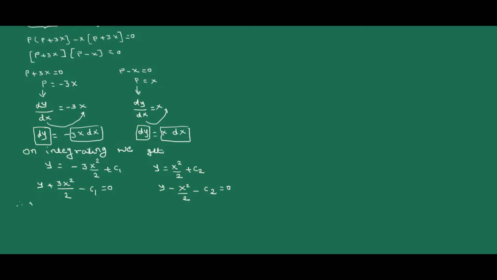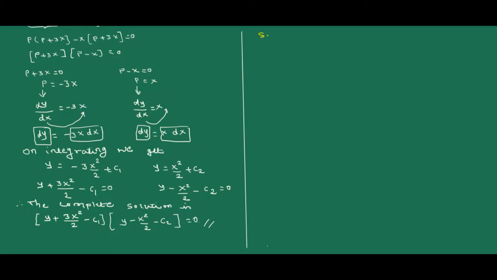Therefore, the complete solution is, bracket y plus 3x square divided by 2 minus c1, into y minus x square divided by 2 minus c2 is equal to 0, which is the required solution.